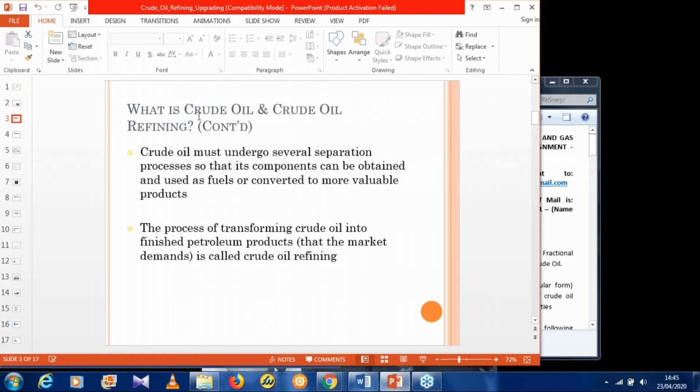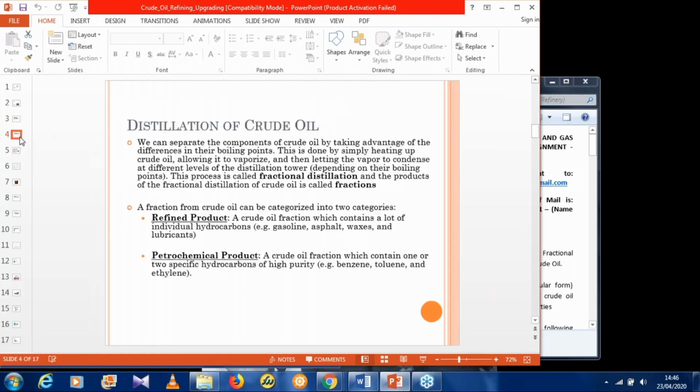is known as what? Distillation column. Now, crude oil must undergo several separation processes so that its components can be obtained. That's what I just explained. Now, the process of transforming it into its different components is called crude oil refinery or refining, okay, which is also one of the processes of distillation or one other name for distillation.